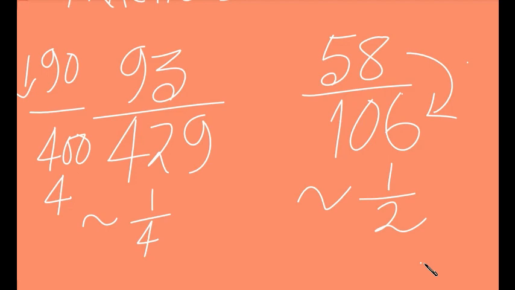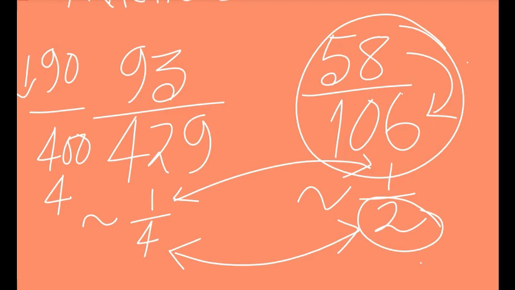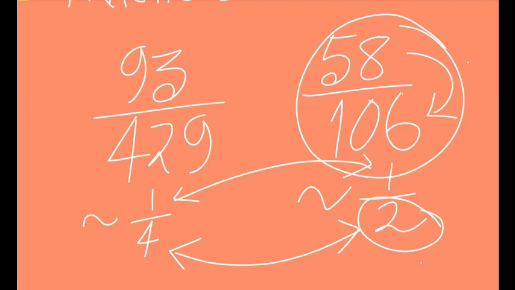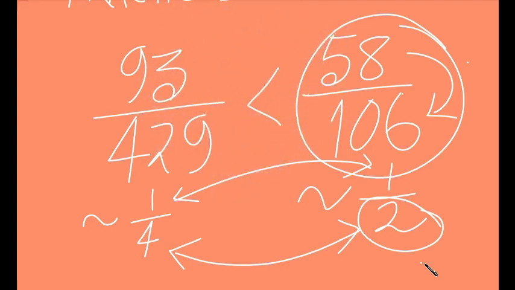Right? So now look at these numbers. The numerators are the same or not? This is 1, this is also 1, and what is the denominator here? This is 2 and this is 4. So since the denominator of half is smaller, this fraction will be larger than this fraction. Hence you can say that 93 by 429 is less than 58 by 106, and that is how approximation is done.